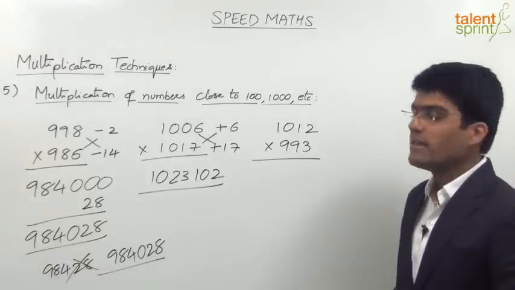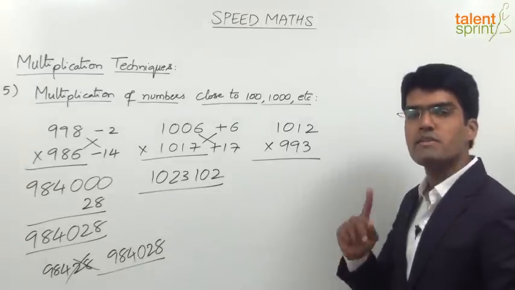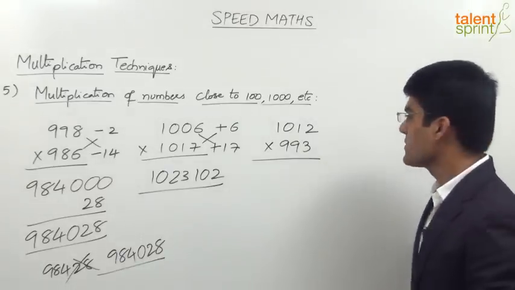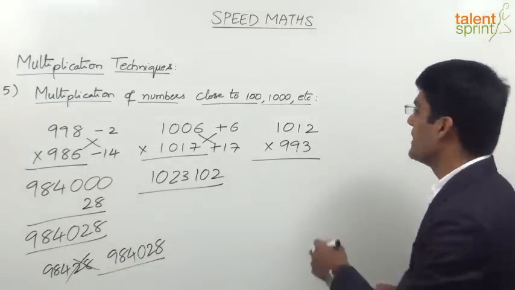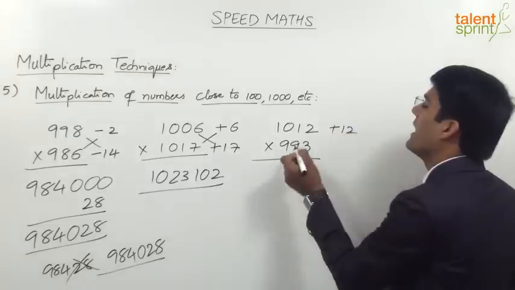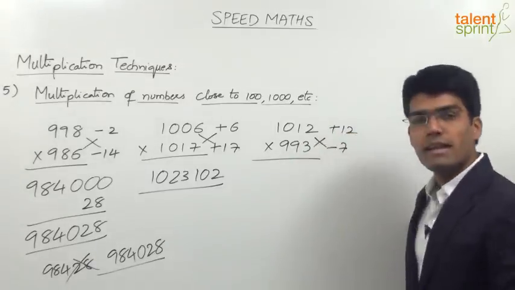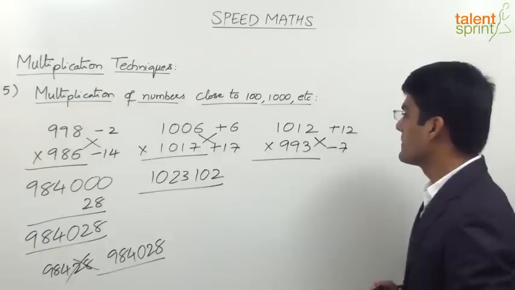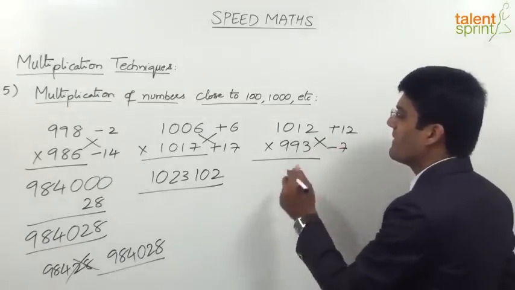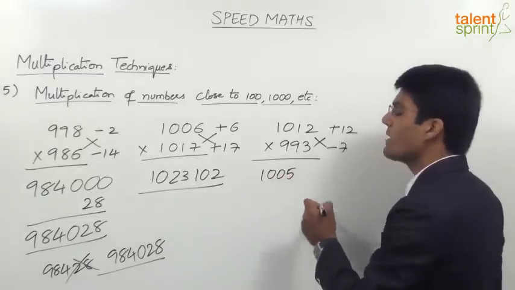The next one here is 1012 into 993. Now again, the numbers are close to 1000, but one is more and the other one is less. So let's see what's the answer for this one. This is 1000 plus 12 and 1000 minus 7. So again, we need to take either the cross difference or the cross sum there. Now 1012 minus 7 is 1005.